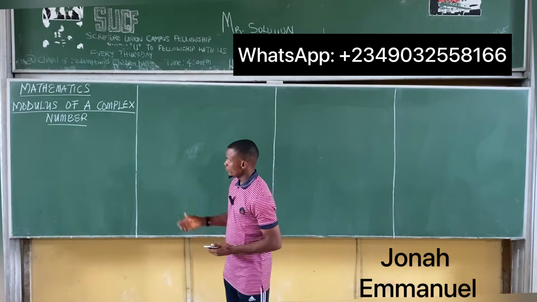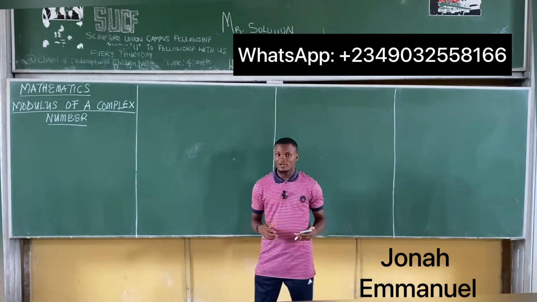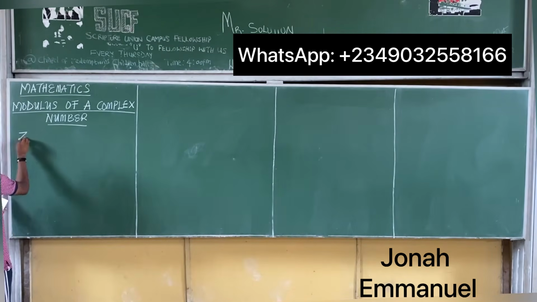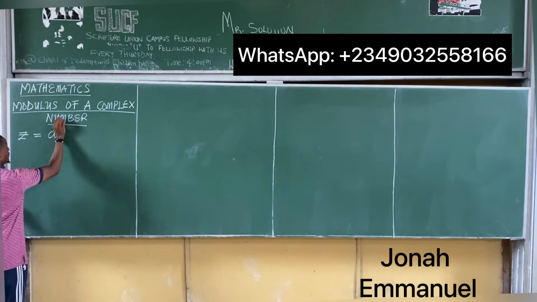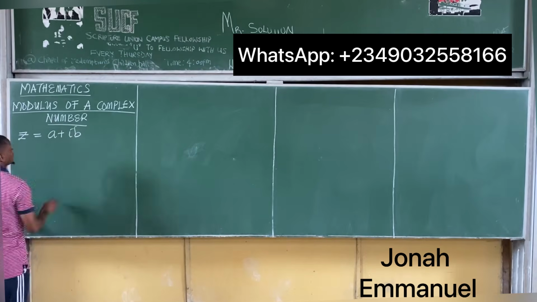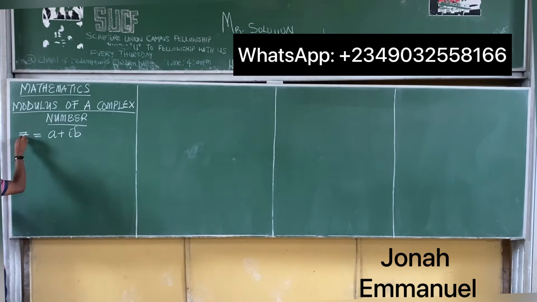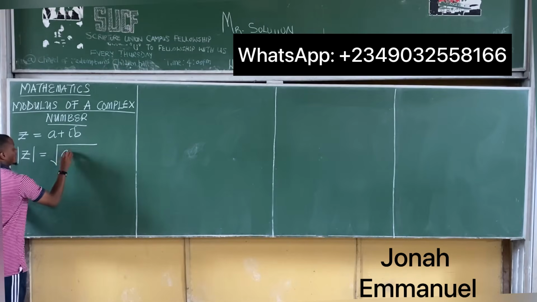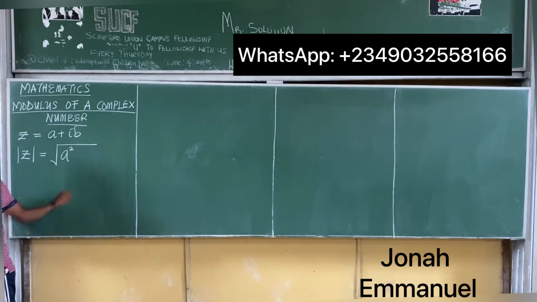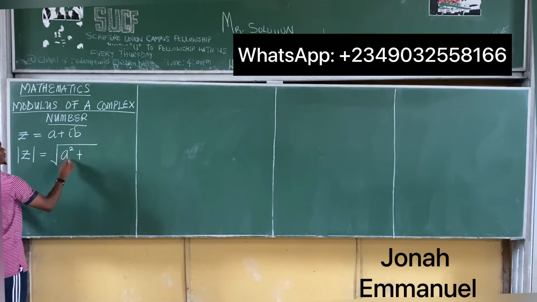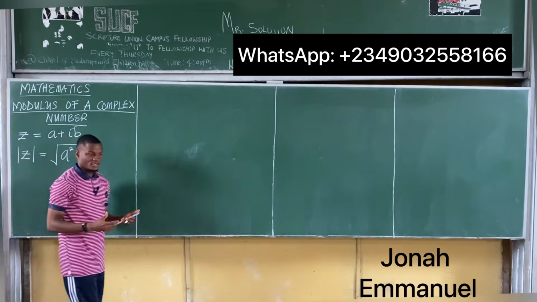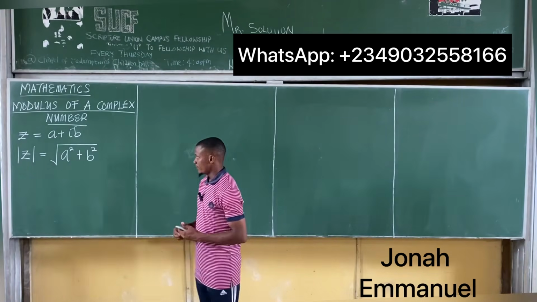For today's class, we'll be considering the modulus of a complex number. Given a complex number z, let's say equal to a plus ib, the modulus of the complex number z is written as this, and it's equal to the square root of this term squared, that's the real part squared, plus the coefficient of the imaginary part, that becomes b squared. All right, so this is how we express the modulus of a complex number.